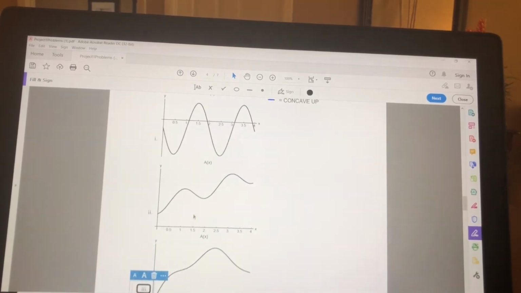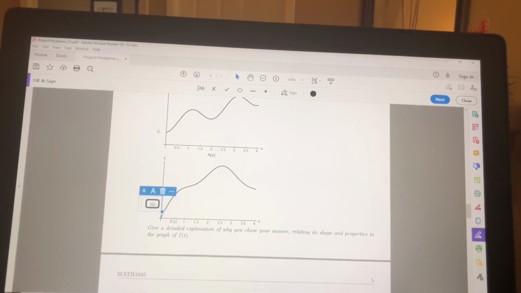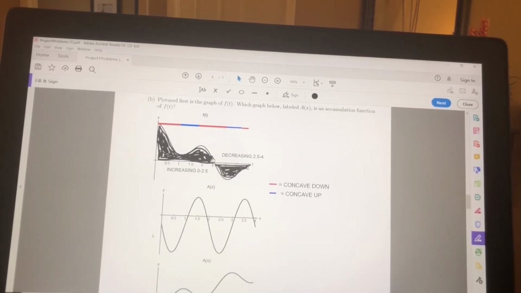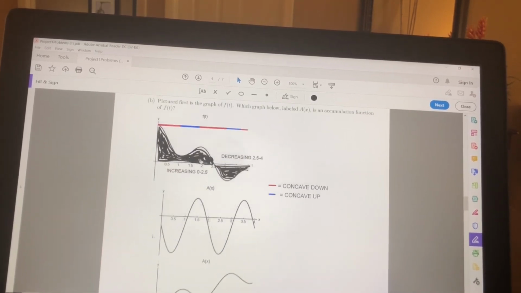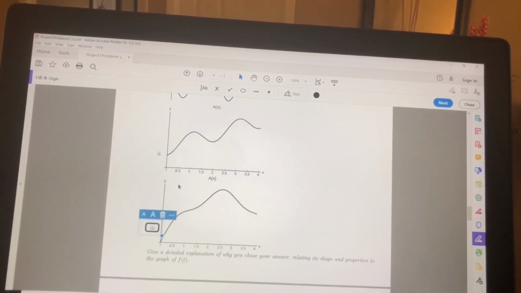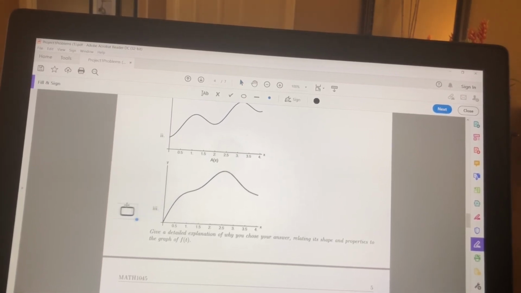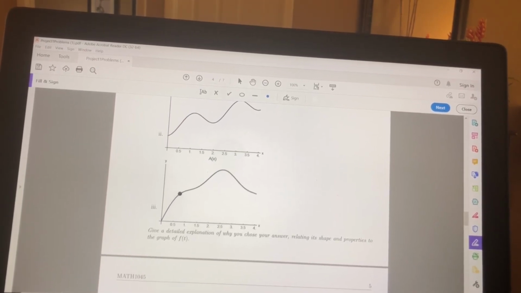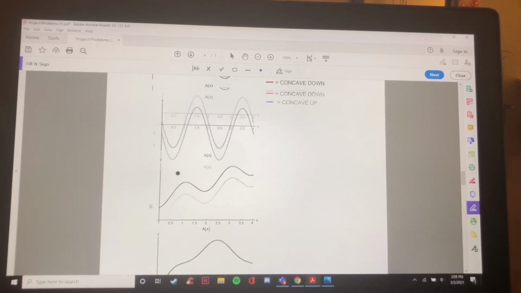So, is it increasing from 0 to 2.5? Yes, it is. And it hits a peak at 2.5, and is it decreasing from 2.5 to 4? Yes, it is. So now we can look at concavity. Is it concave down from 0 to 1? Yeah, it looks like an upside down bowl. It is. So, that's correct.